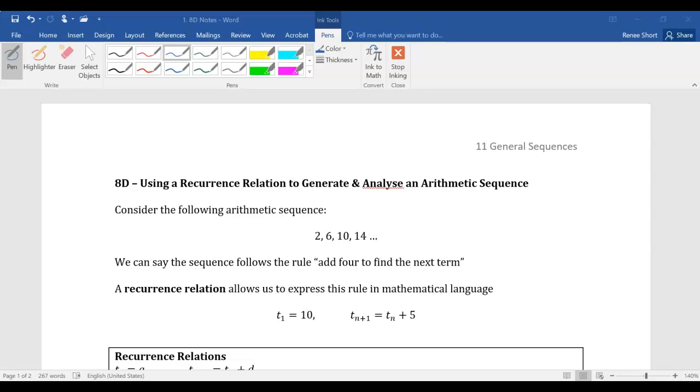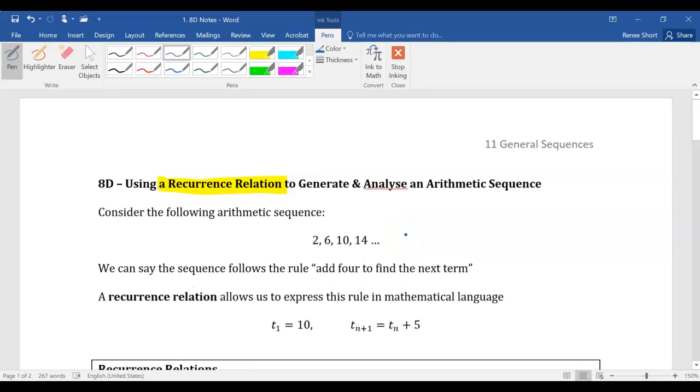In this video, we'll look at 8D, which is again looking at arithmetic sequences, but this time using a recurrence relation to generate and analyze the sequence. So if we first look at the arithmetic sequence here, we've got 2, 6, 10, and 14. Hopefully we can all see that the sequence follows the rule of adding 4 to get the next term. So plus 4 to 2 gives me 6, plus 4 again, I get 10, plus 4 again, I get 14.